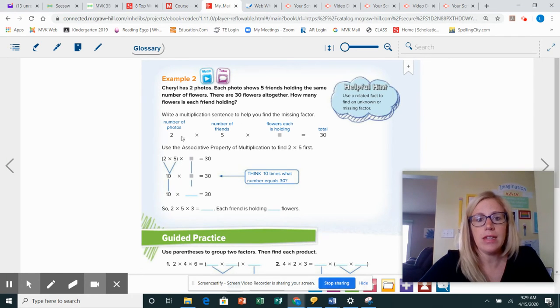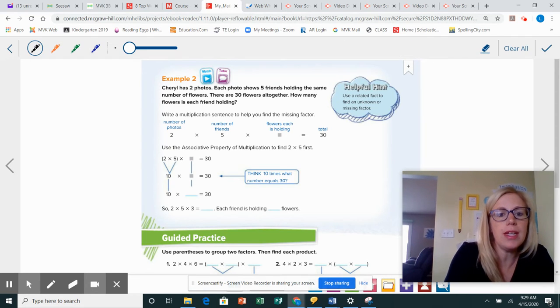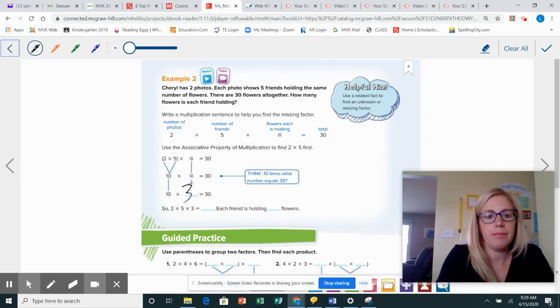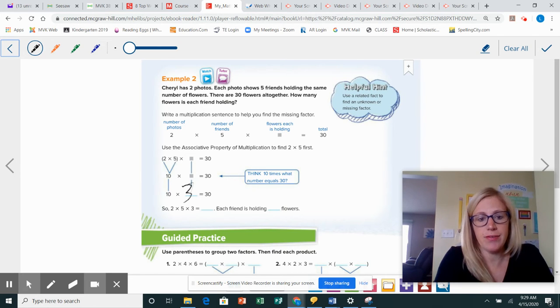So I can't do 2 times this number because I don't know it. So I have to do 2 times 5 first. That got me to 10. 10 times what gets me to 30? Think how many 10s are in 30? We should all say 3. So 2 times 5 times 3 is 30. Each friend is holding 3 flowers. That one was a little harder.